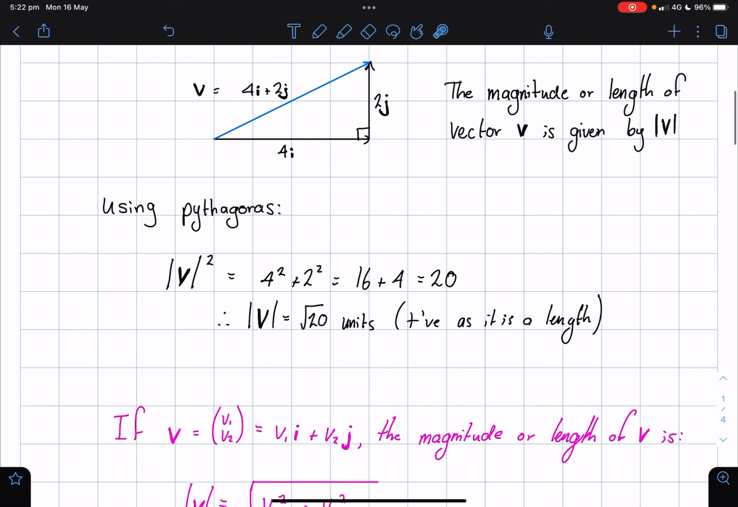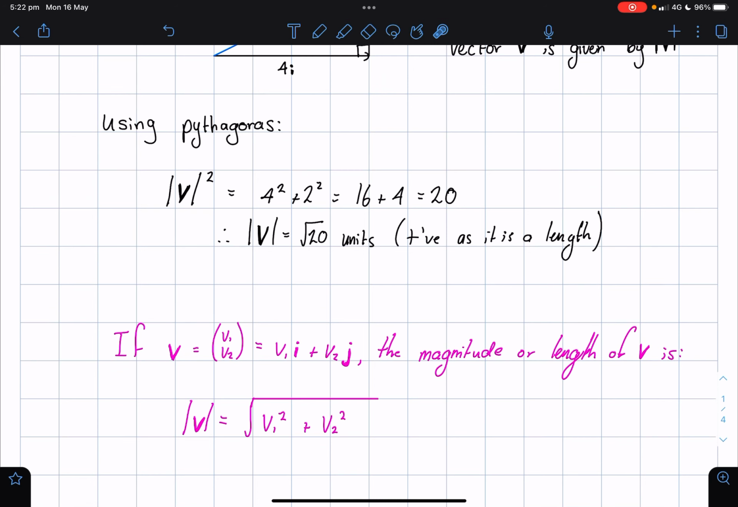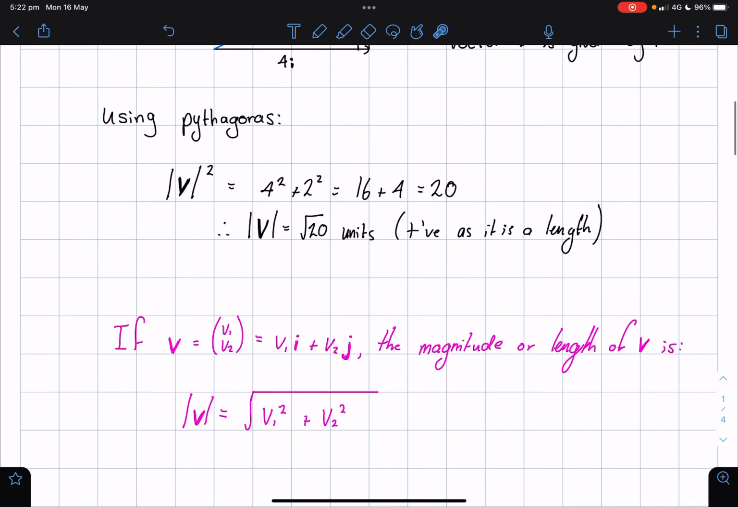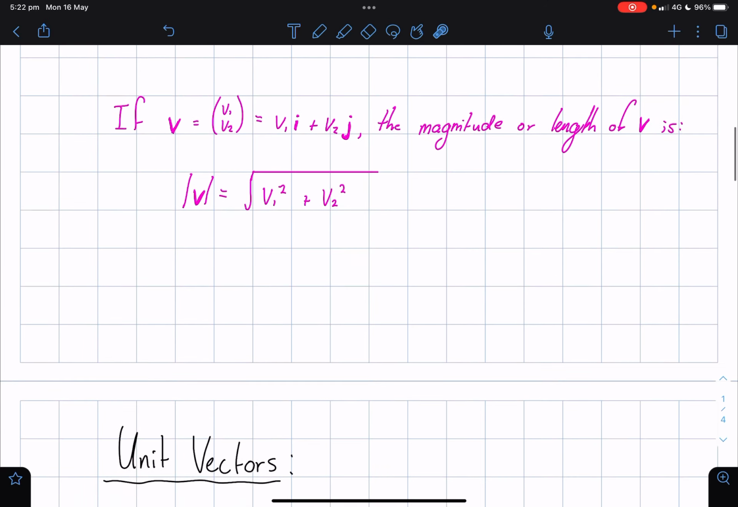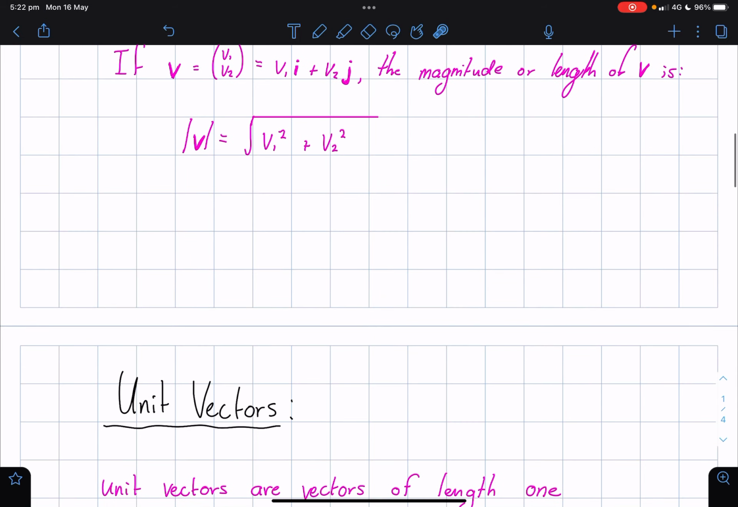All right, so here is the general formula. If vector v is equal to (v1, v2) in component form, which is equal to v1 times unit vector i plus v2 times unit vector j, then the magnitude or length of vector v, mod v, is equal to the square root of v1 squared plus v2 squared. It's as simple as that. Make sure you have that formula down because we are going to be using it in these questions.